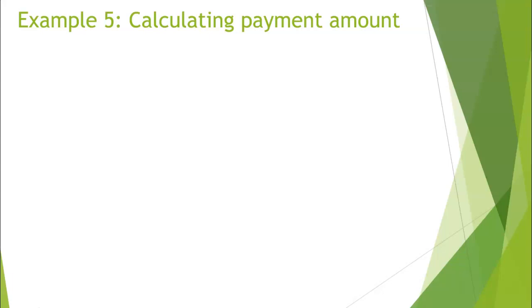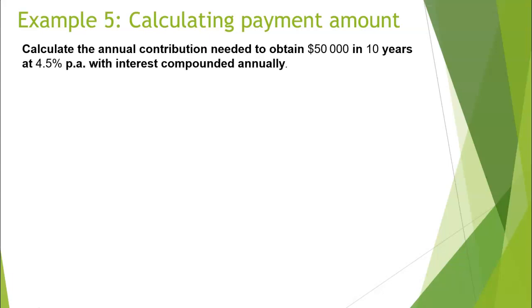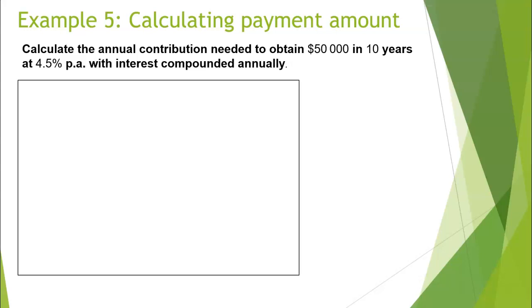So now we're going to work out the payment amount. Calculate the annual contribution needed to obtain $50,000 in 10 years with 4.5% per annum compounded annually. Let's write down what we know. So our A is $50,000. Our M is what we have to work out. Our interest rate is 4.5% expressed as a decimal. And our number of compounding periods is 10. So write down the formula.